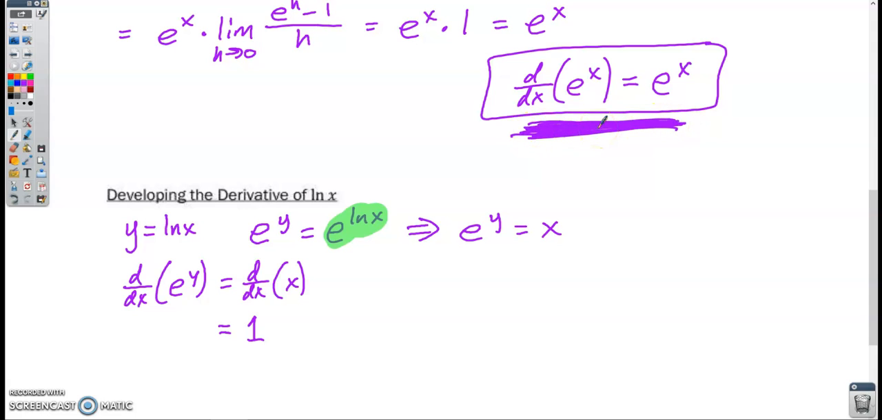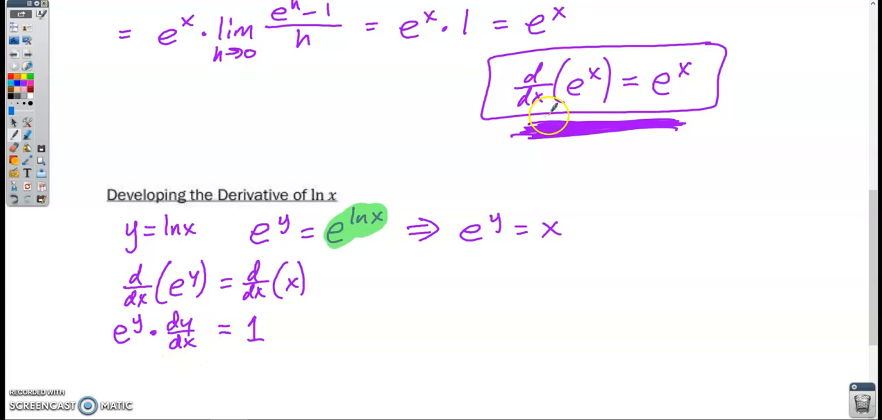That one little twist is that since we're taking the derivative with respect to x instead of with respect to y, there's going to be one little extra piece to our derivative. So let's take the derivative with respect to x of e to the y. The derivative of e to the x is e to the x. The derivative of e to the y is going to be e to the y times the derivative of this exponent, which is dy dx.